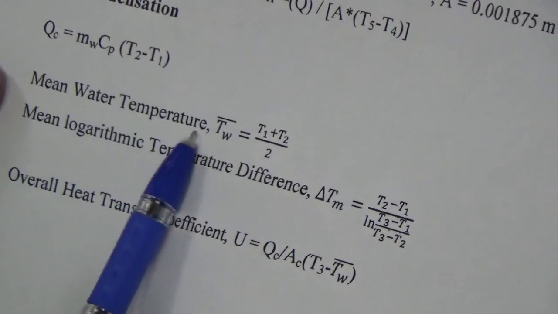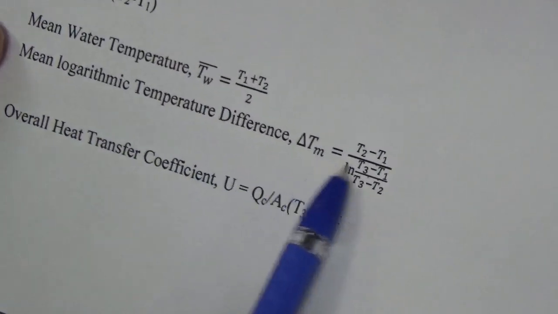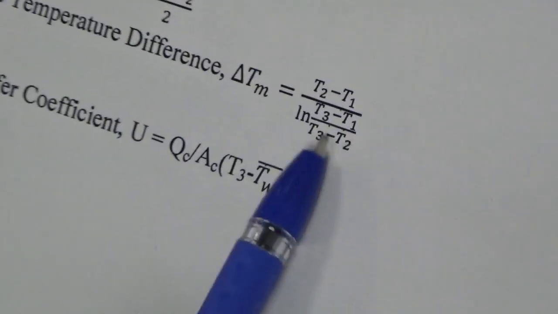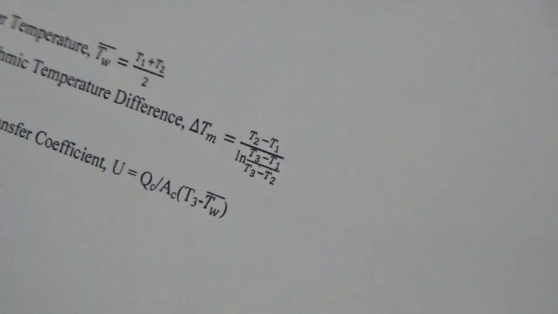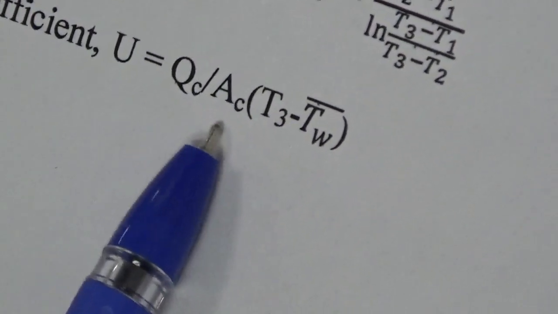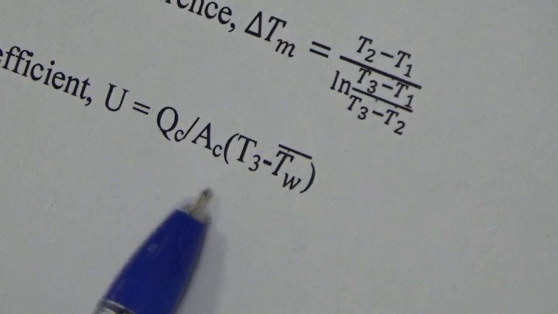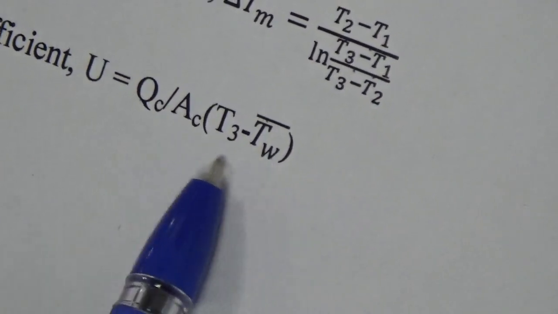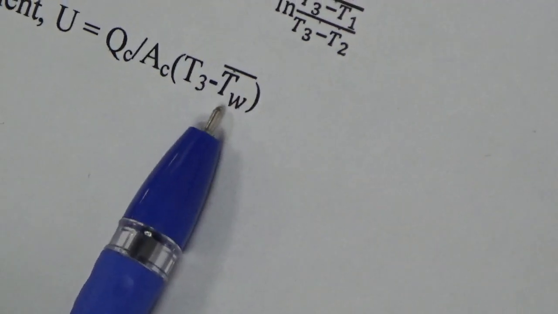And the mean water temperature is TW, that is T1 plus T2 by 2, and the mean logarithmic temperature difference is given by delta Tm equals T2 minus T1 divided by Ln of T3 minus T1 divided by T3 minus T2. The overall heat transfer coefficient we can find out is equal to QC divided by AC, where AC is the area of the condenser cooling coil, multiplied by the temperature difference between the vapor and mean water temperature.